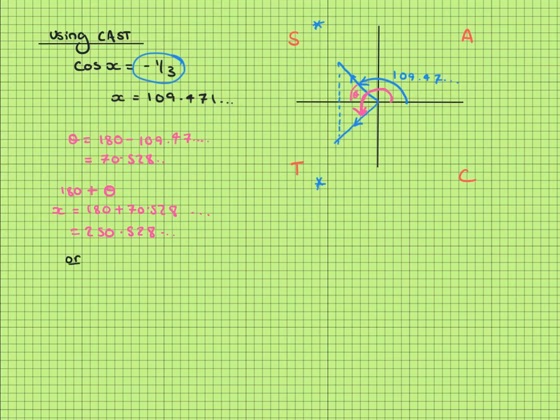Alternatively, you could look at the fact that your first answer, I'll highlight it in orange, is the same as this angle here, which is 360 minus 109.47, which of course is still 250.528. We saw that previously.